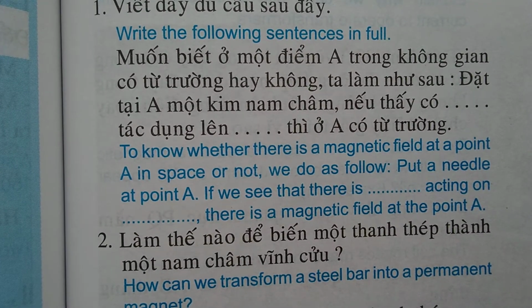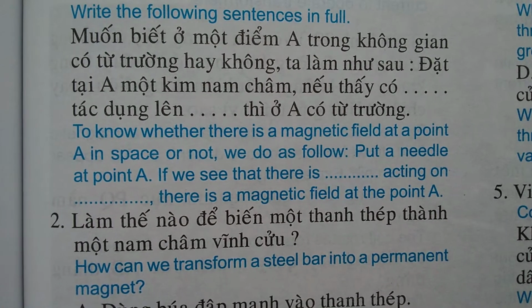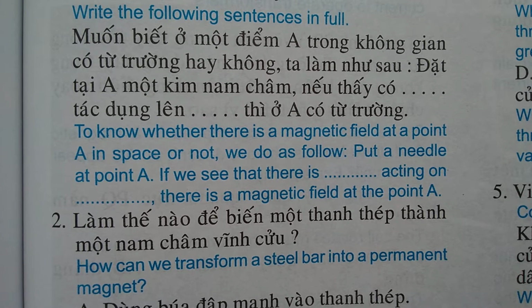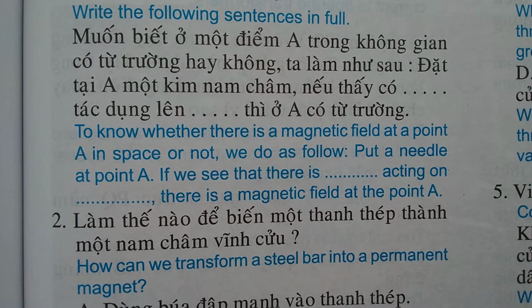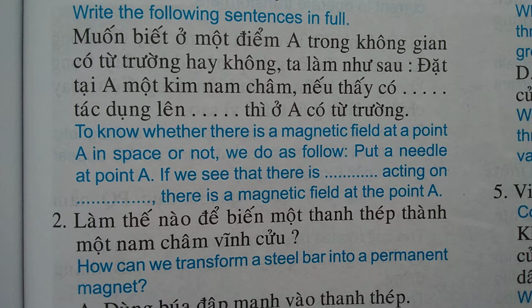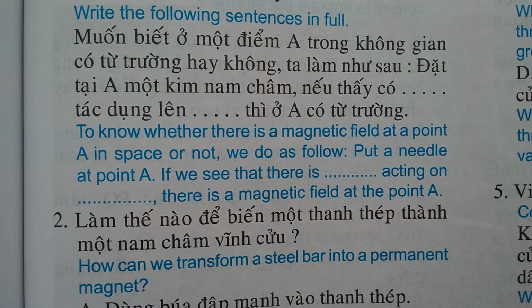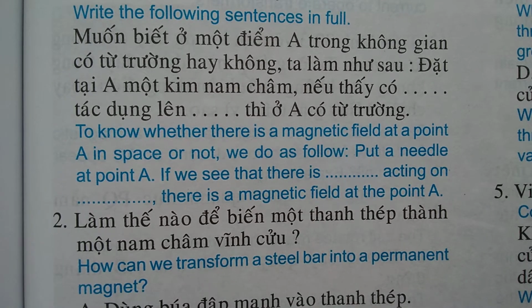To know whether there is a magnetic field at a point A in space or not, we do as follows. Put a needle at point A. If we see there is a force acting on the needle, there is a magnetic field at the point A.